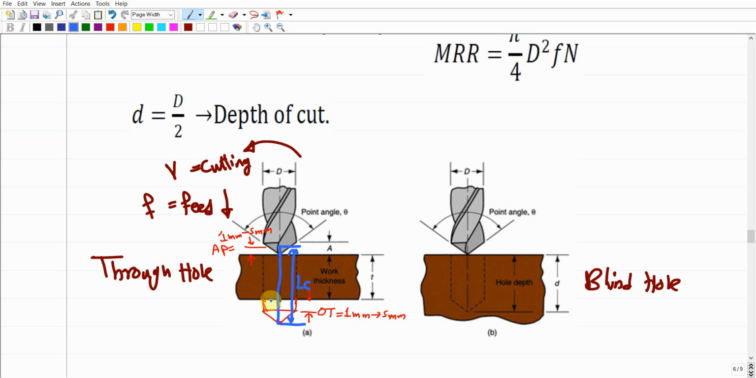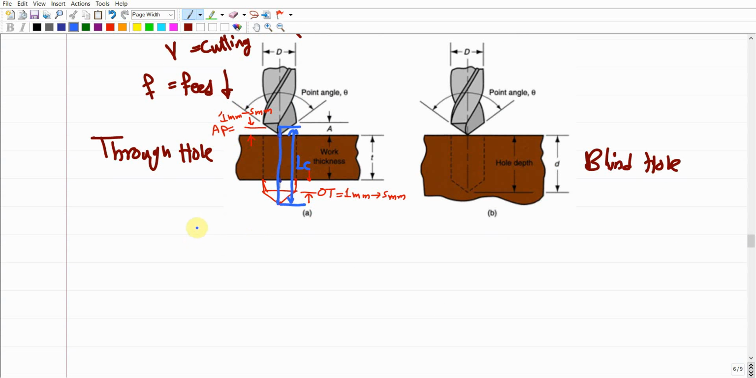Based on this, we're going to conclude that LC is going to be the approach distance, right? Plus the thickness of the work part, which is T. This is the thickness of the work part, plus, here we are opening a through hole, right? Plus the over travel distance, plus this distance that we're going to give a name as A.